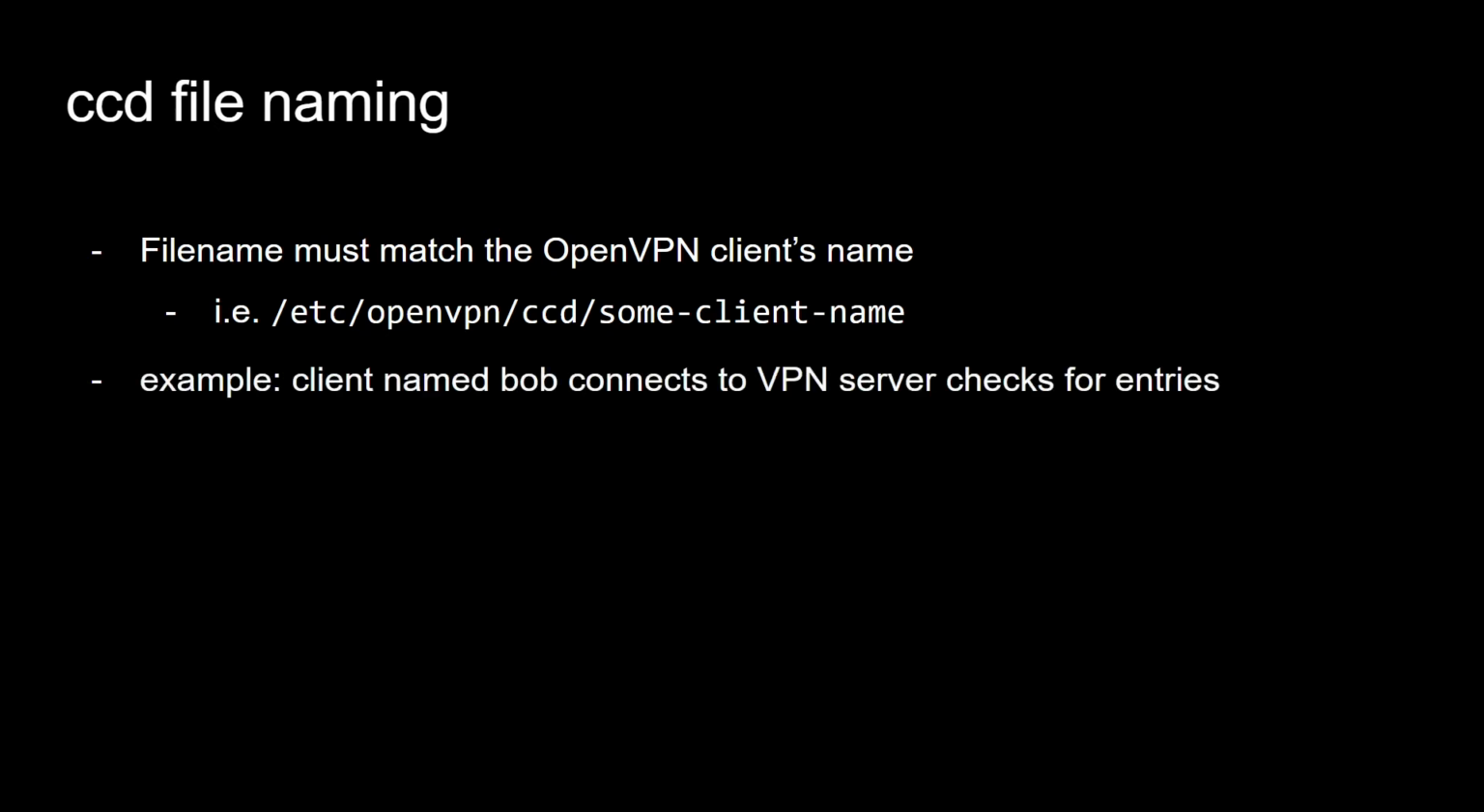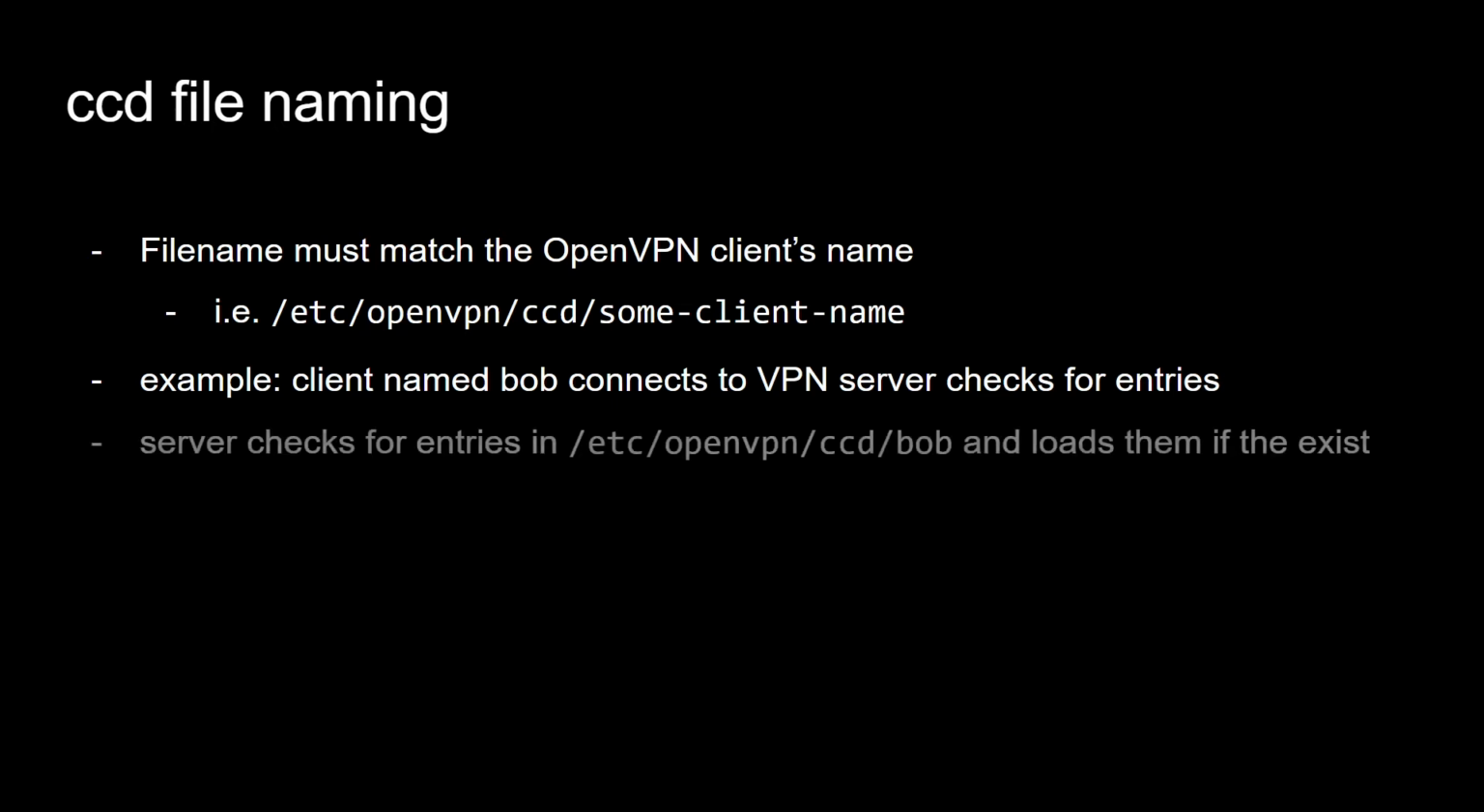An example would be, let's say we created a client called Bob. Bob connects to the VPN server, and the VPN server checks inside of the CCD directory if there's an entry called Bob exactly. And if it does, it'll load the settings that live inside of the Bob file.